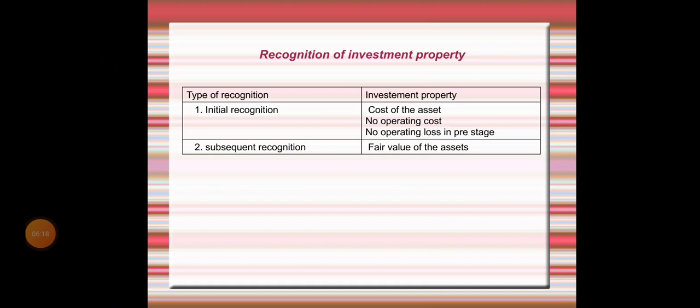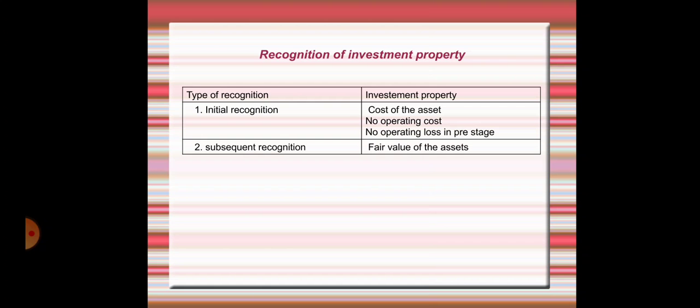Next, recognition of investment property. From the beginning we have studied IAS 39, which is all about financial assets, that is, financial instrument recognition and measurement. There we studied the recognition of the financial asset, measurement of the financial asset, and derecognition of the financial asset. So here also in IAS 40 investment property we have to study how to recognize the investment property, how we can identify the investment property.